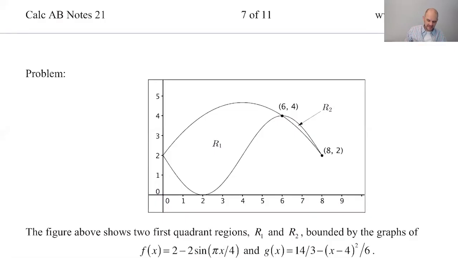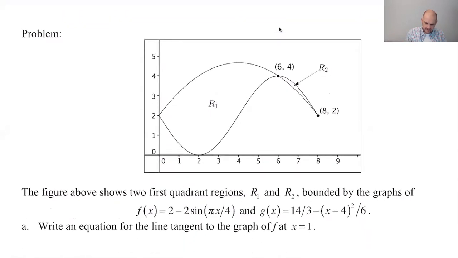All right, we're back. We're on page 8 of Notes 21, Calc AB. We've been doing a lot of volume type problems. Now we're going to do a mixed review type thing. We've got a couple regions, R1 and R2, which is this tiny thing. We're given their intersection points, which is awesome.